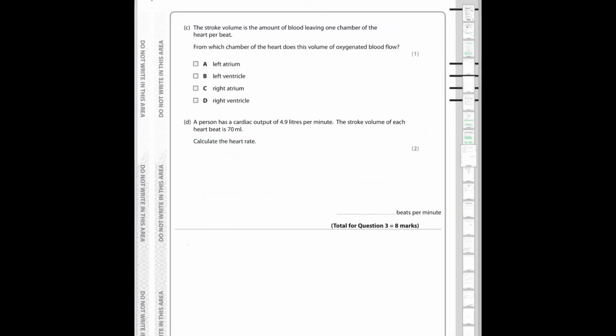For part C, the stroke volume is the amount of blood leaving one chamber of the heart per beat. From which chamber of the heart does the volume of oxygenated blood flow? So our options are A, the left atrium. So that would not be correct because the left atrium receives blood from the pulmonary vein. B, that would be our correct answer. C, the right atrium, that's not correct because the right atrium receives blood from the vena cava. And D, that's not correct because D is where we receive deoxygenated blood.